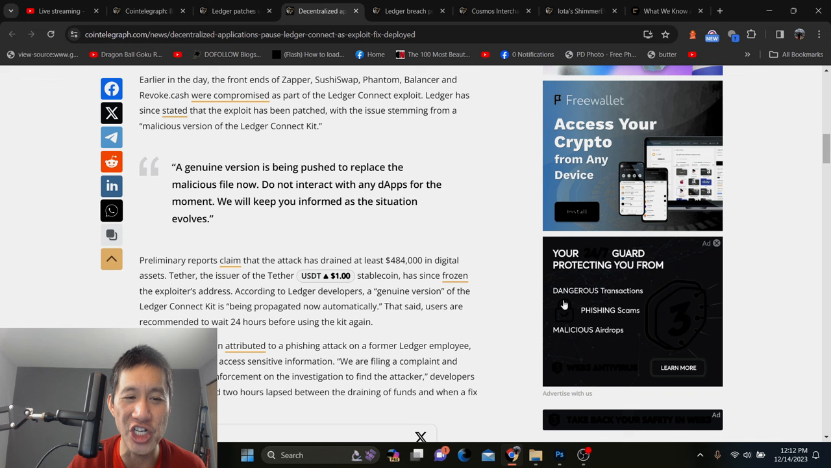According to Ledger developers, a genuine version of Ledger Connect Kit is being propagated automatically now. They need to figure out who did this. If it's the employee, they need to send the legal ninjas after him and throw him in jail, because this is another breach of trust. I think this has already damaged the crypto community enough. But we need to make sure that these guys are brought to justice.